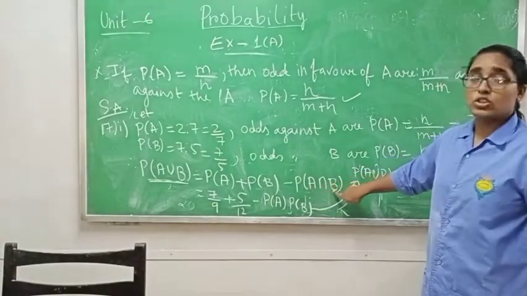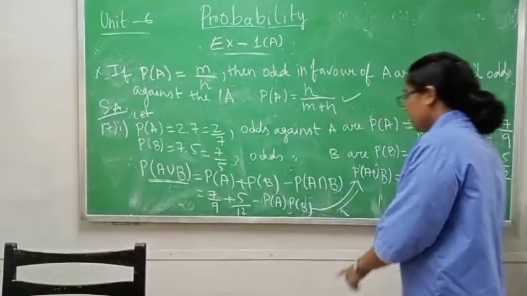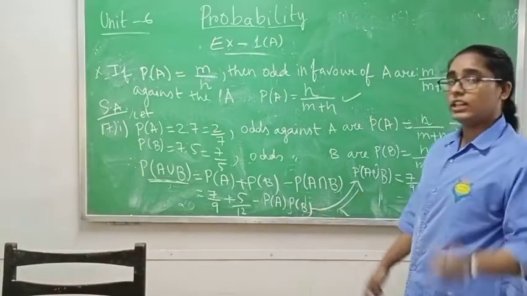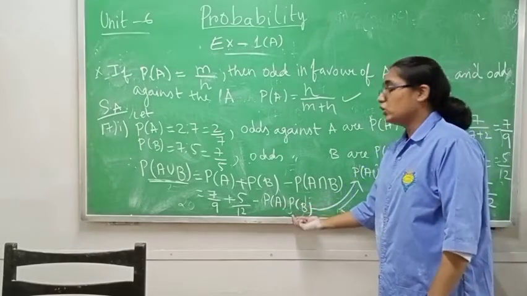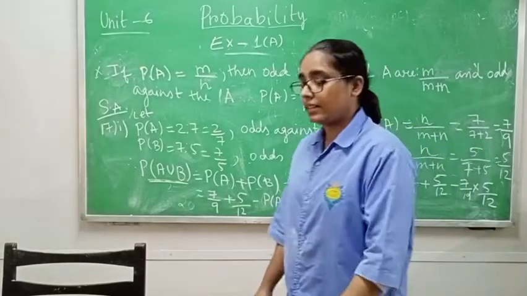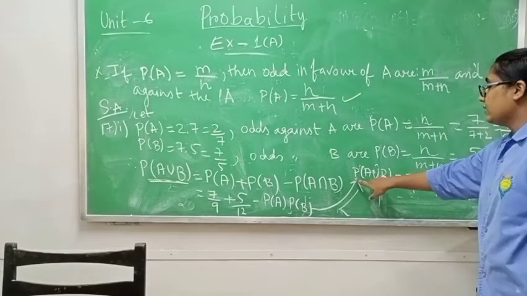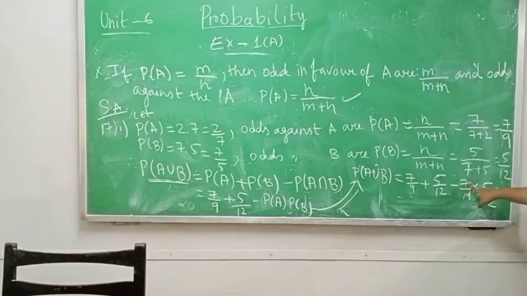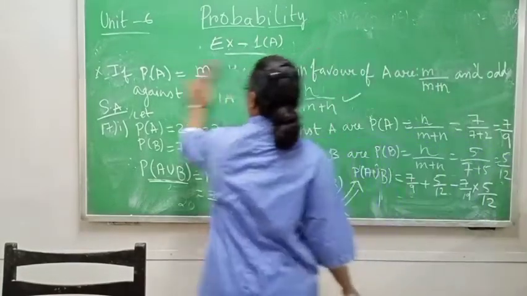But P(A intersection B) we don't know. In the question it is written that they are independent. So independent means in place of P(A intersection B) I can write P(A) into P(B). Go to the formula and you can see in the independent formula it is written that in place of P(A intersection B), P(A) into P(B), because they are telling you that they are independent. So I can write P(A union B) equals 7 by 9 plus 5 by 12 minus P(A) value 7 by 9 into P(B) value 5 by 12. After this we have to solve this. I am writing this solution.